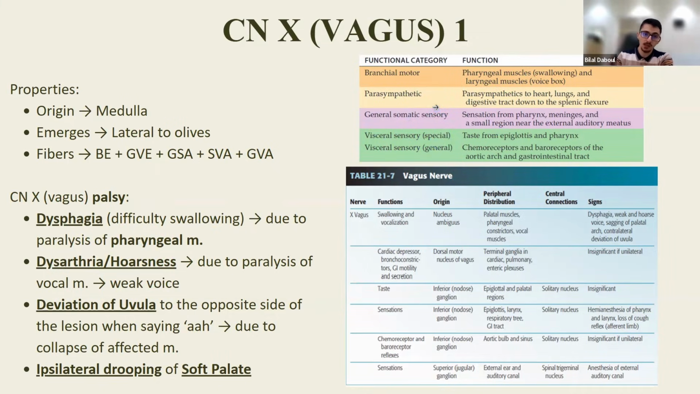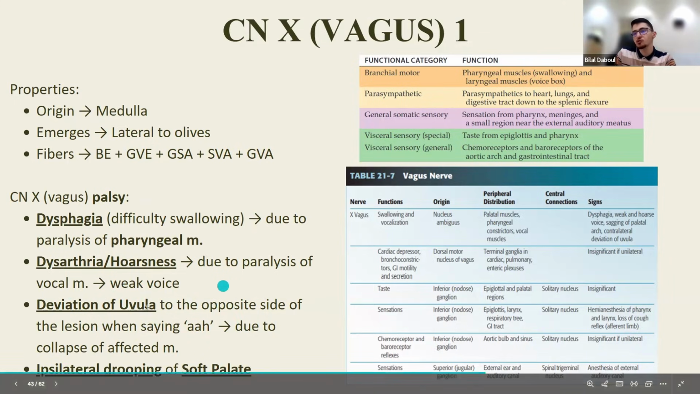Now, there's another important point. Through the nucleus ambiguus, the vagus supplies 3 muscle groups. We have the soft palate and the uvula, which I'll show you an image of in the next slide. We also have the pharyngeal muscles that are involved in swallowing, very heavy in swallowing. And we also have the muscles of the larynx. So if I have a nucleus ambiguus lesion, or a lesion that completely eradicates the vagus nerve, I would expect dysphagia, dysarthria, and deviation of the uvula to the opposite side, to the contralateral side.